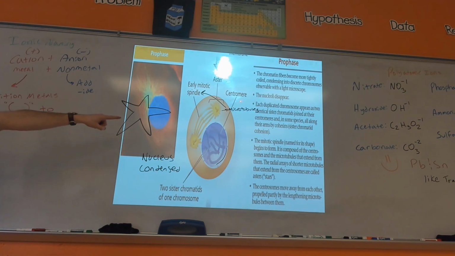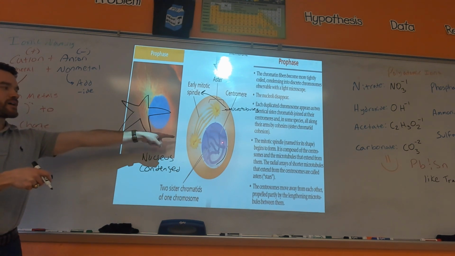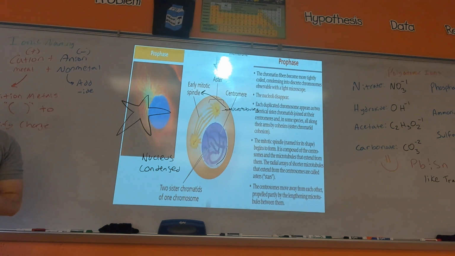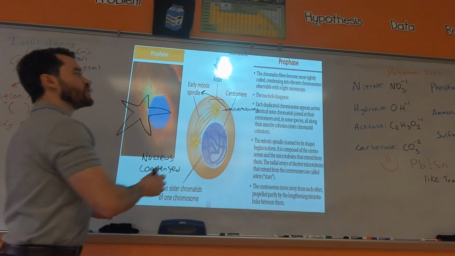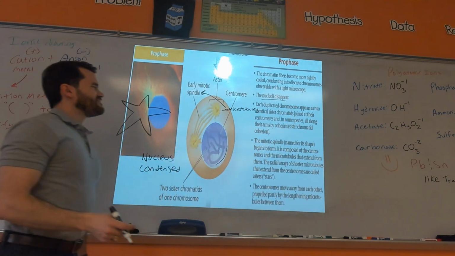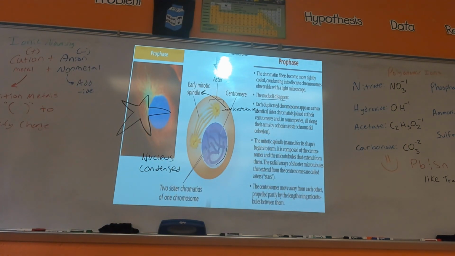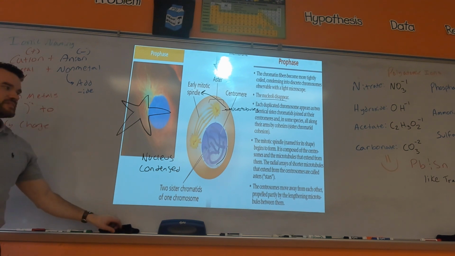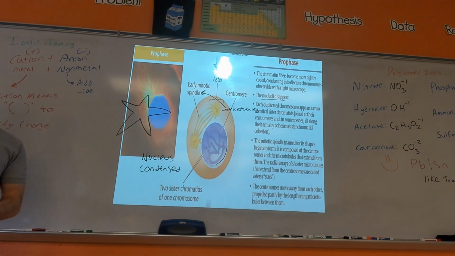You start seeing the centromere. The centromere is where we end up attaching the microtubules to pull apart those chromosomes. The nucleoli disappears. That isn't quite as important, but it technically happens. That's most of what you're going to get from prophase.